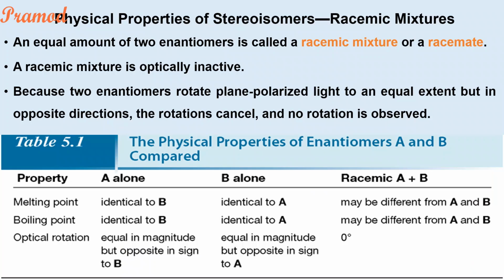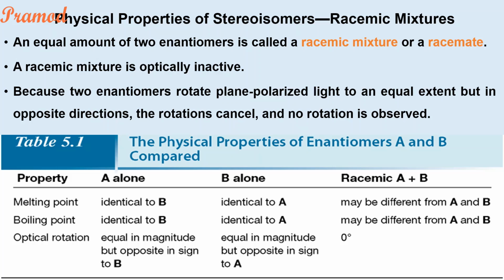An equal amount of two enantiomers is called a racemic mixture. Racemic mixtures are optically inactive, because the two enantiomers rotate the plane of polarized light equally but in opposite directions, so they cancel each other. If you mix two enantiomers together in equal ratio, you get a racemic mixture and the observed rotation will be 0.